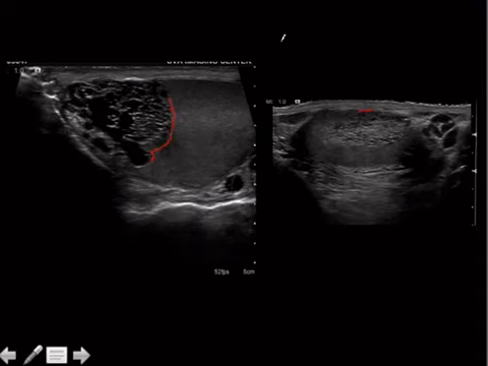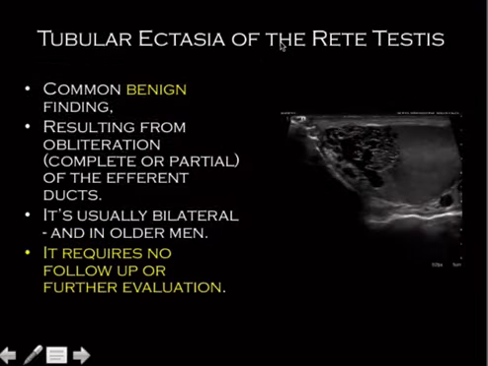If I was going to show you one in a test, I would show you the more fulminant one because it would scare you, and a good trick would be to try to make you think it's a mass and that it would need biopsy or follow-up or something like that, but you see this all the time. It's a common benign finding, and it requires no follow-up.